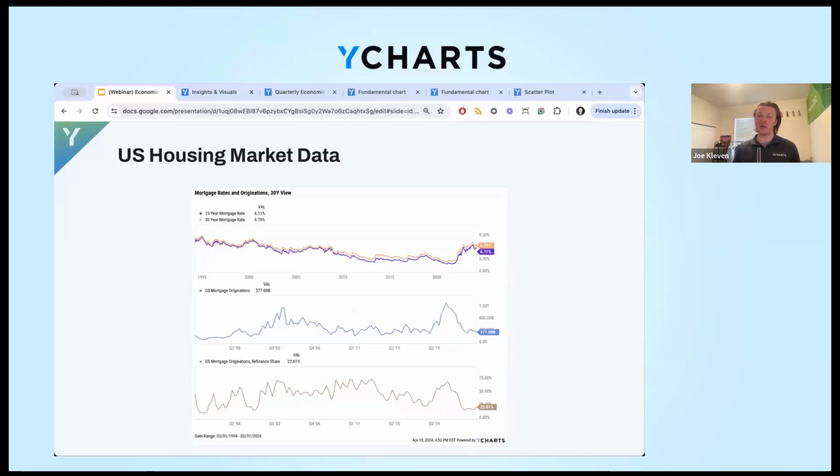definitely relative to the low rates that we had in 2020, 2021 that were sub 3%. Obviously, you can see there mortgage originations were well over $1 trillion. We're right now at 377 billion as of the end of Q1 2024, with the refinancing share down at a low as well of 22.81%. Not many people feel like they'd want to refinance at these higher rates, which is why you have those low activity numbers in mortgage originations.